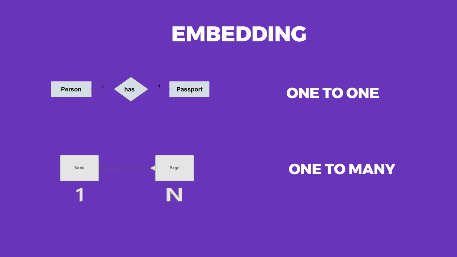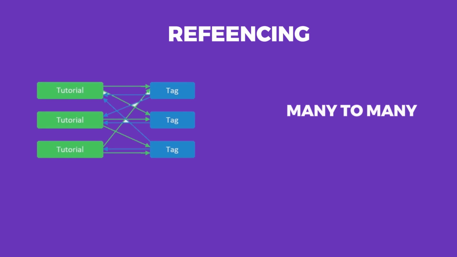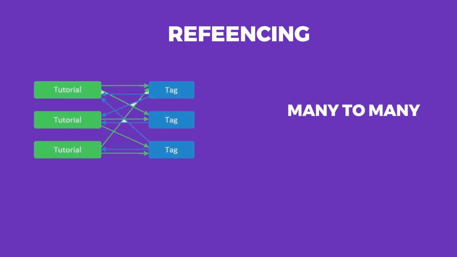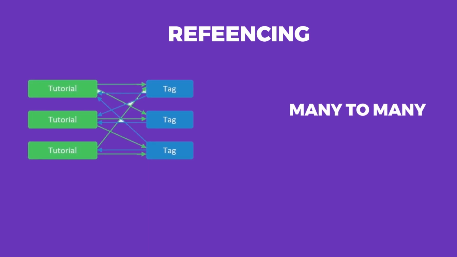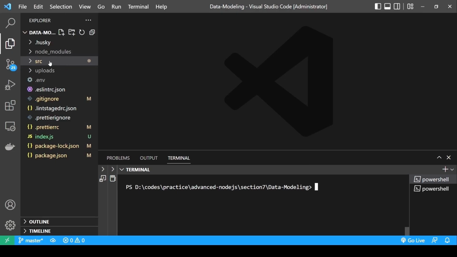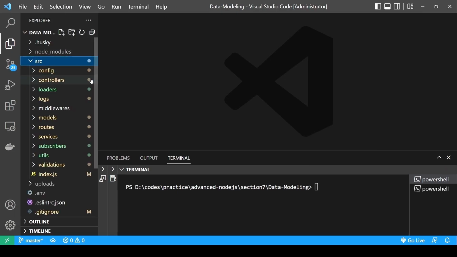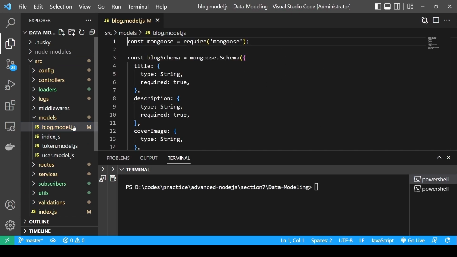We use referencing mostly when we have many-to-many relationships, but it could also be used for one-to-many relationships, but not for one-to-one relationships. Let's head to the models directory and open the blog model file.